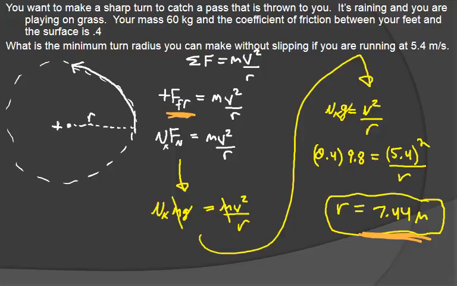So if we did a tighter radius, if we were turning here and it was a tighter radius, we would slip. We would exceed the coefficient of static friction, and we would start to slide.